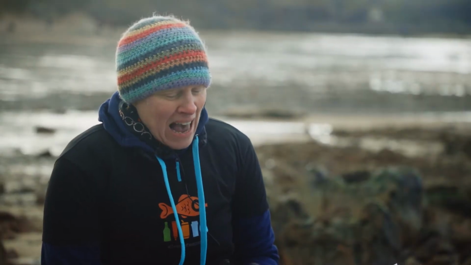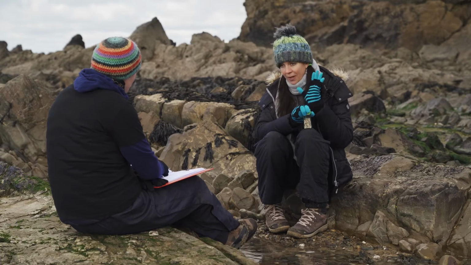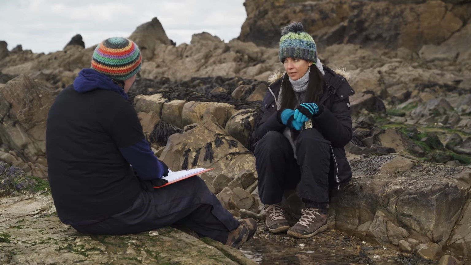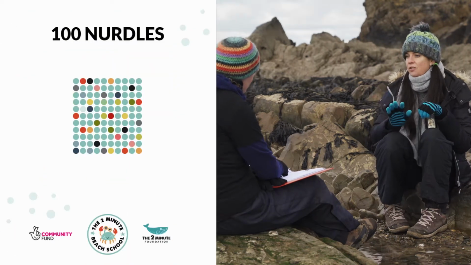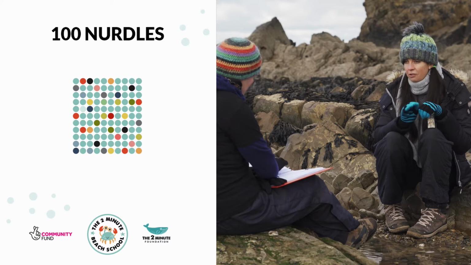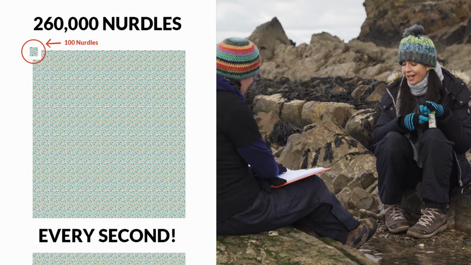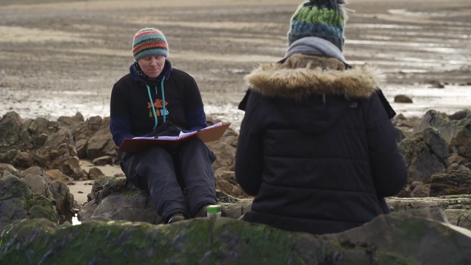Oh, okay. And how many of them are there in the ocean? There's no way of knowing. Nobody knows for sure. But we predict that there are billions of billions of billions in the ocean. So here's a crazy number for you. Every single second in Europe, 260,000 of these nurdles are spilled and end up in our ocean.